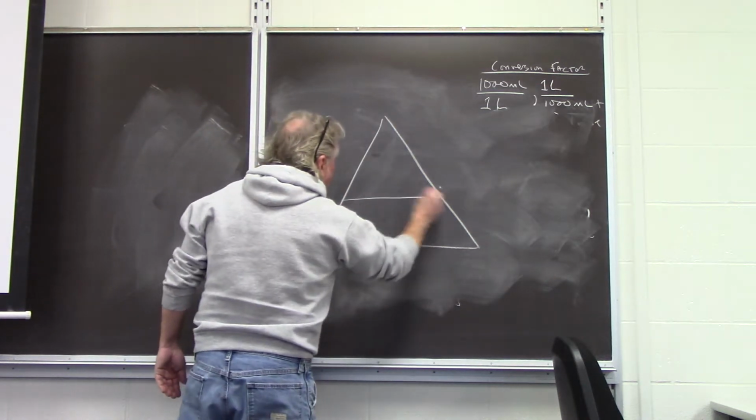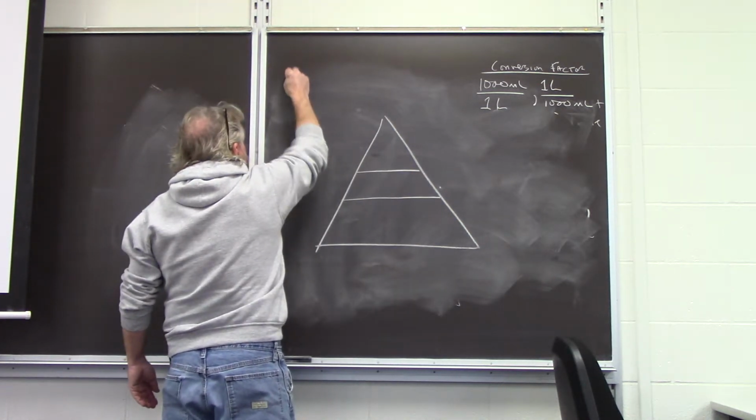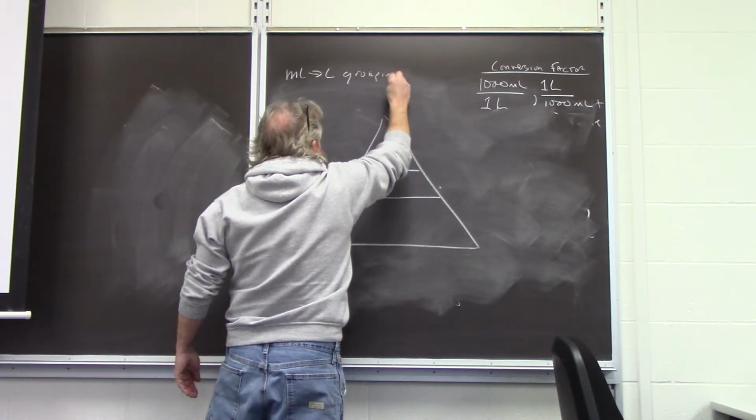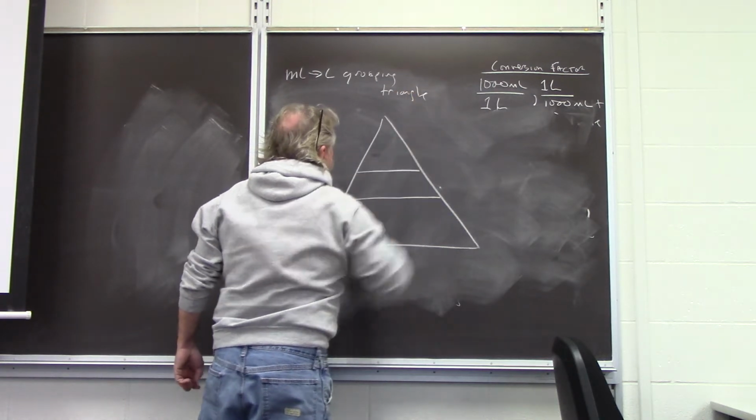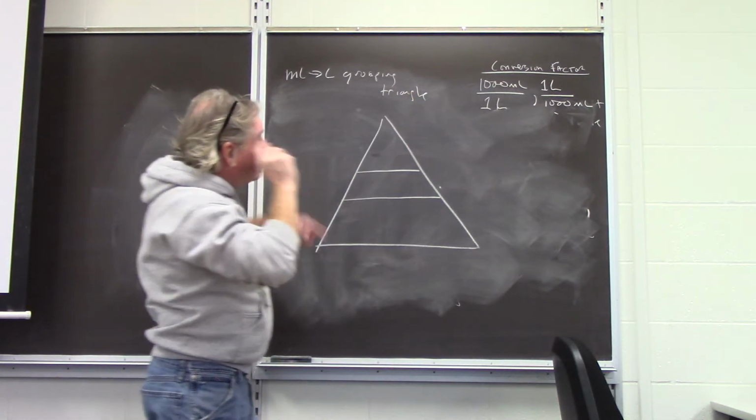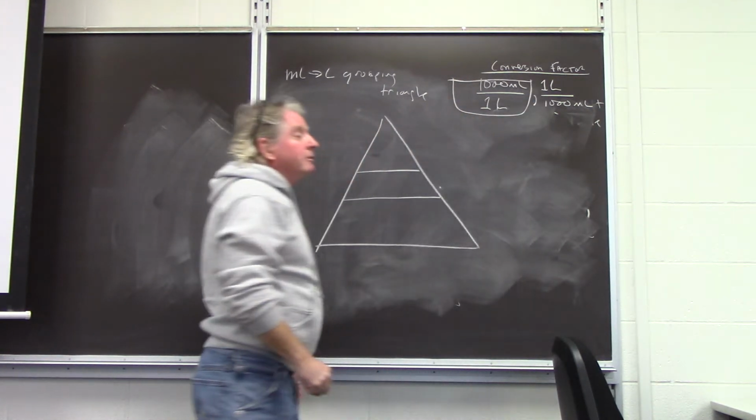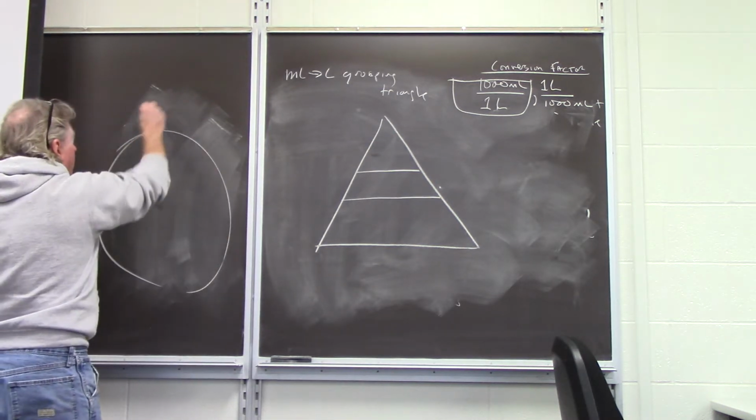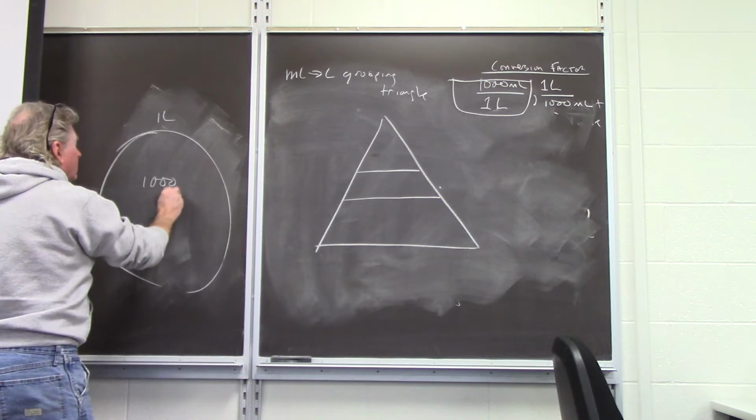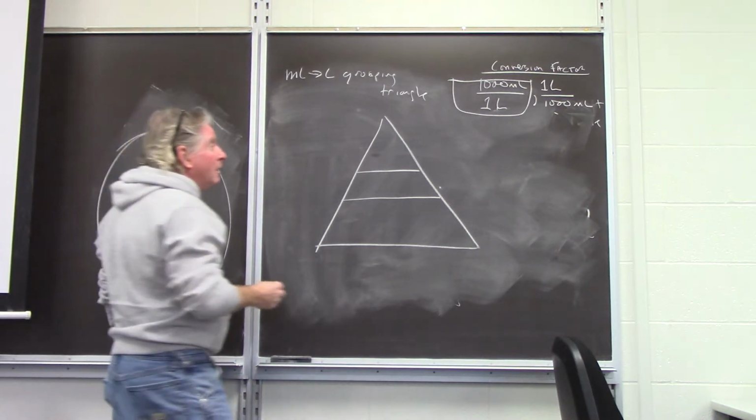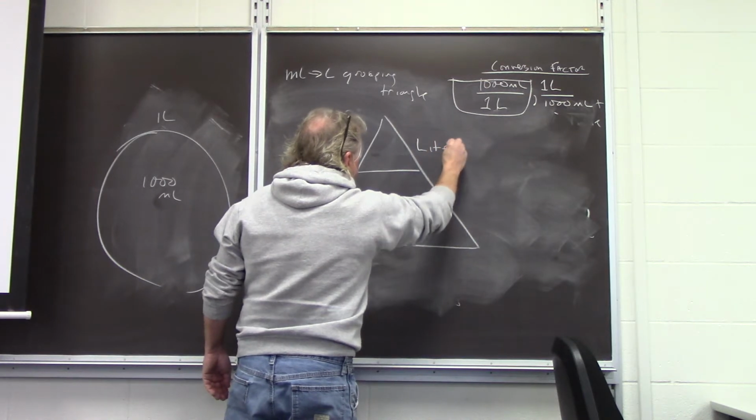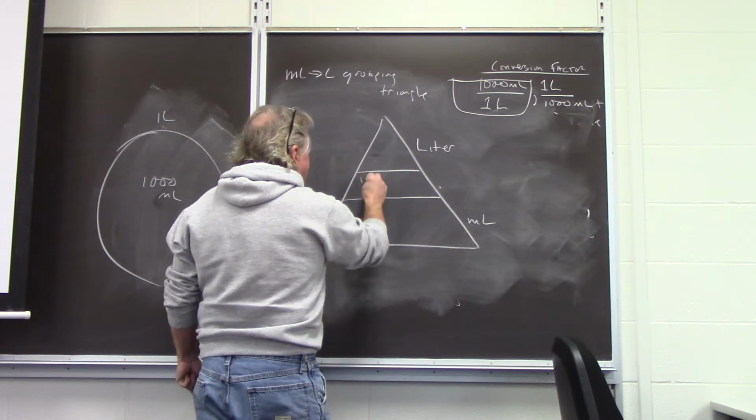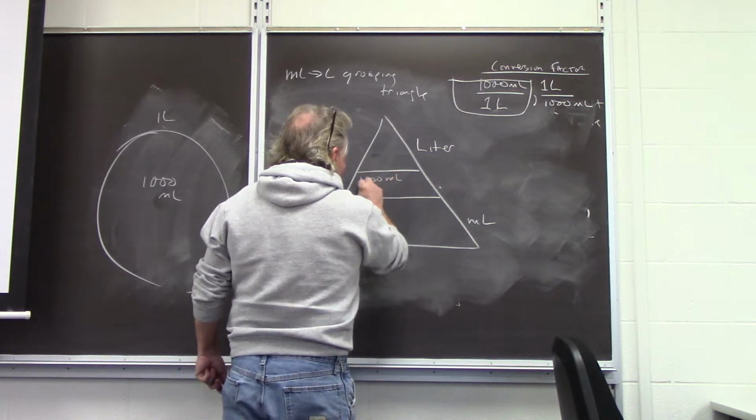All right, so here's my grouping triangle, and I'm going to call it my mil to liter grouping triangle. All right. Okay, so what's my group? Well, this is my group because there's 1,000 mils in a liter. Okay, I know that. So if I have 1 liter, there's 1,000 mils inside it. All right, so liters are going to be my group. Milliliters are my thing to group, and then my grouping size is 1 liter.